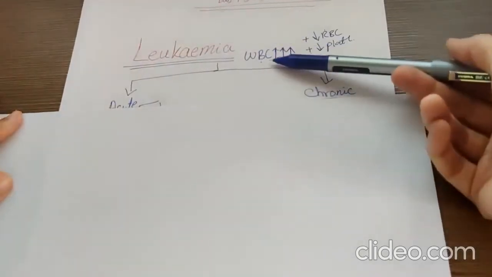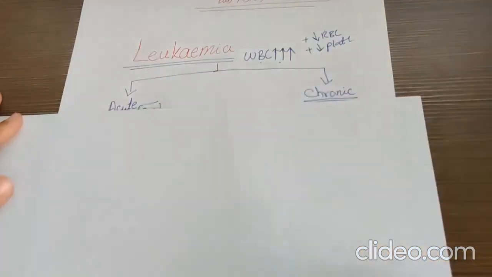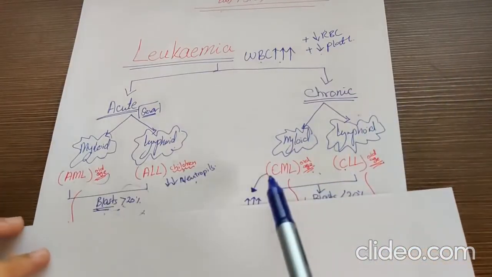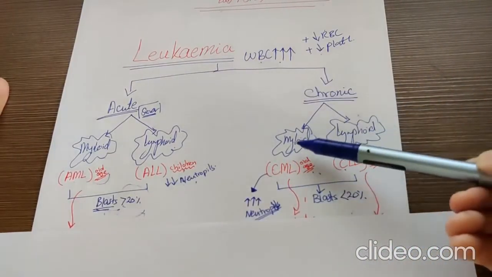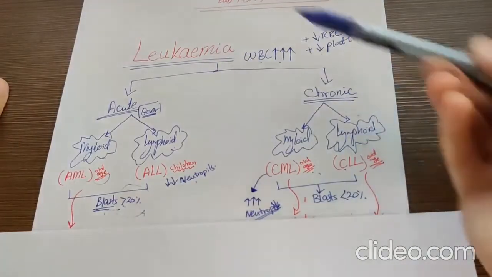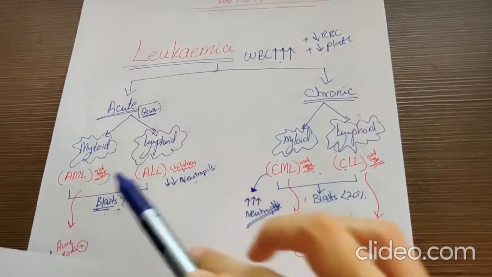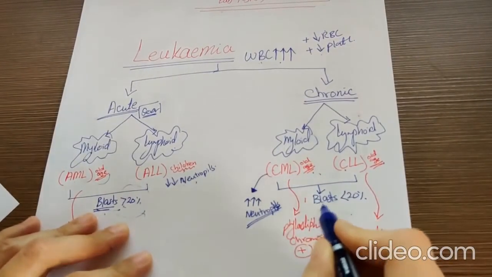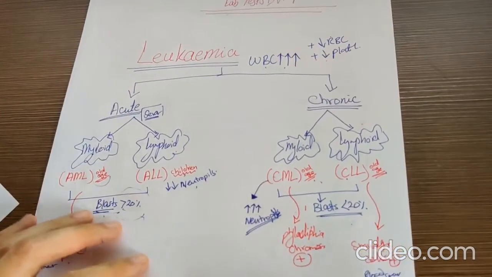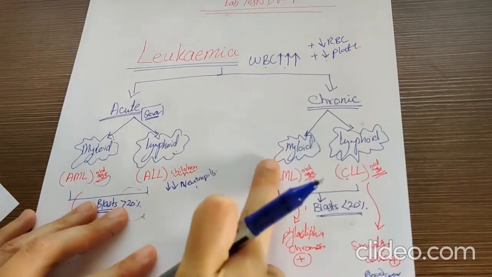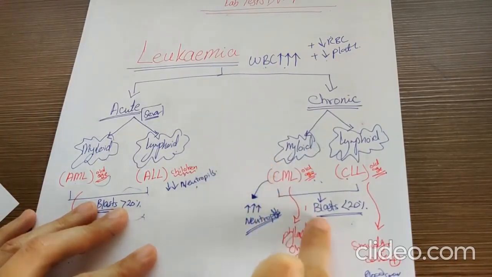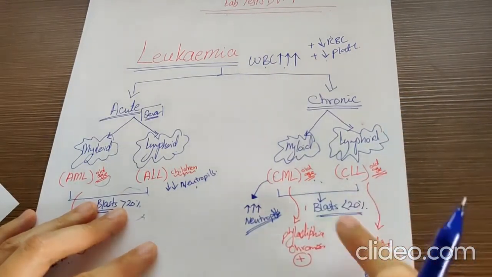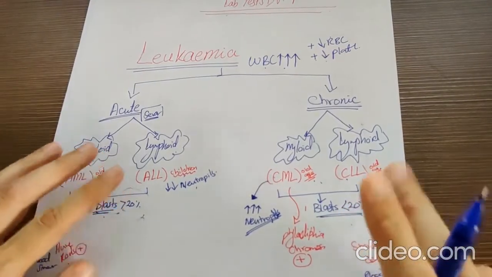For chronic leukemia, same as the acute, we have myeloid and lymphoid cells: CML and CLL, chronic myeloid leukemia and chronic lymphoid leukemia. What is the difference between chronic and acute? We will find the number of blasts is less than 20%. I mean myeloblasts in the chronic myeloid, and lymphoblasts in the chronic lymphoid, will be less than 20%. This is number one.